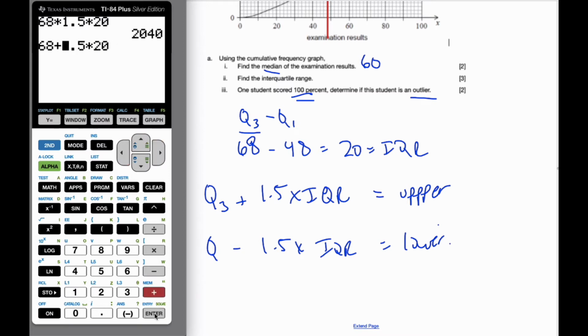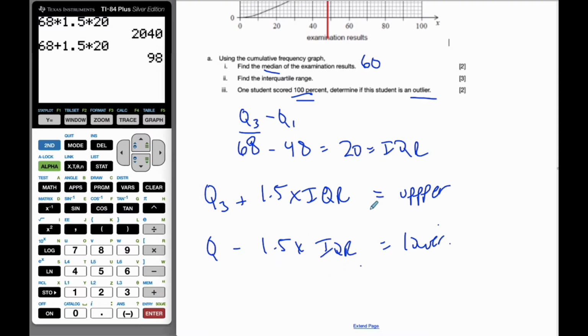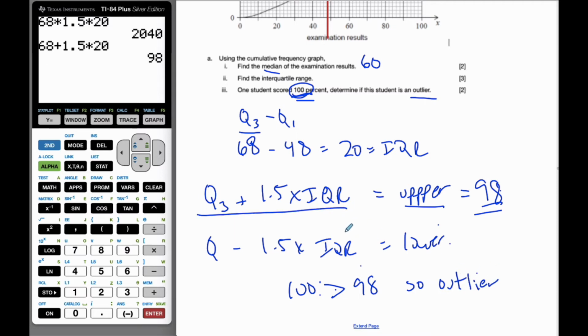that gives me 98. And so that's the upper boundary. Anything higher than this value is an outlier. Since 100 is bigger than 98, it is an outlier. This formula is not in your formula booklet, you just need to know it, but that's how we find out if it's an outlier. The upper end outlier, similarly with the bottom end outlier.